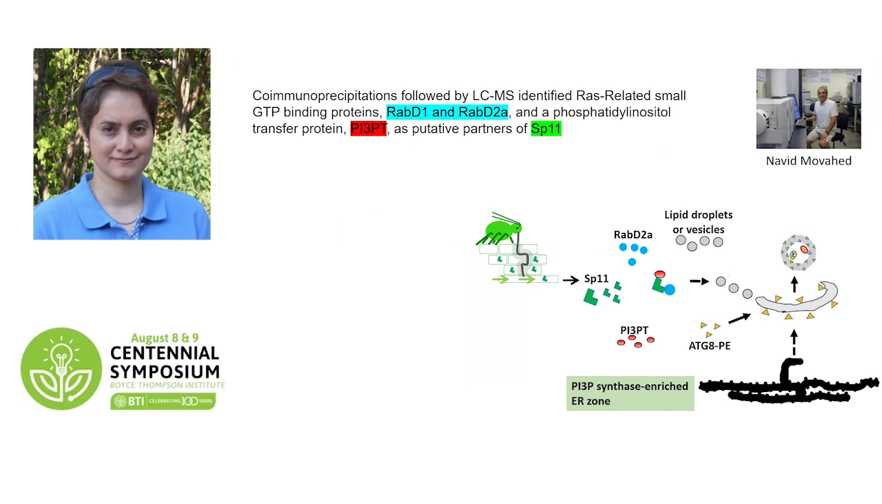But in order to understand what it actually does, the mechanism of this protein's function, I needed to look at the partners. The first thing that people usually look at is, what is this protein binding to? So I did some co-immunoprecipitation of SP11 fused to GFP and pulled down the protein from the plant to try to find the plant partners. Two groups of proteins came down with SP11. One group was these two proteins, RABD1 and RABD2A. RABs are basically RAS-related small GTP binding proteins, which are essential for vesicle trafficking all over the cell. This is a big family of proteins.